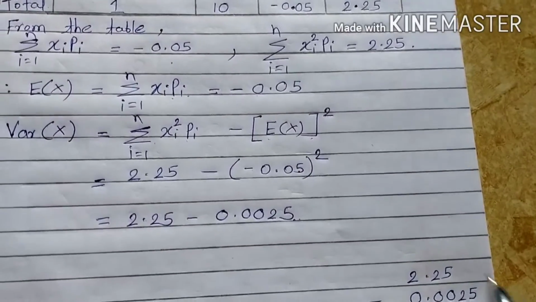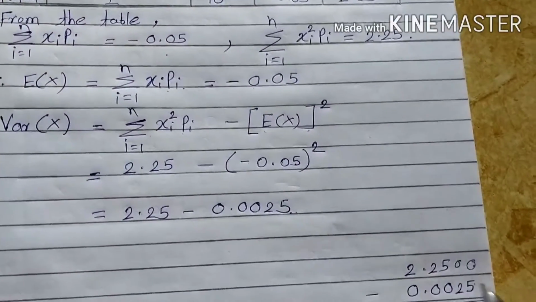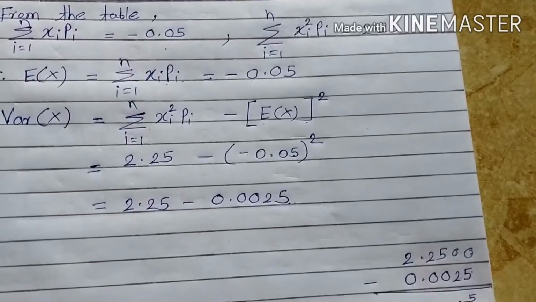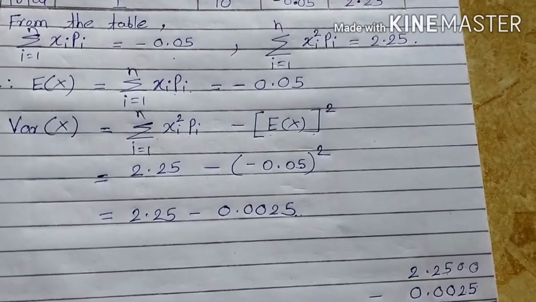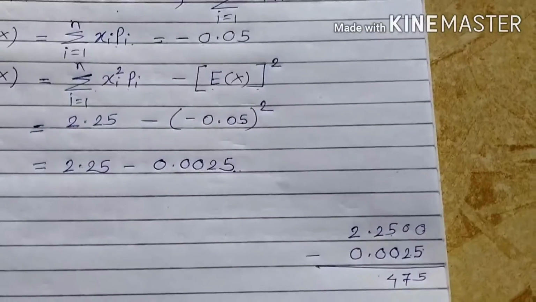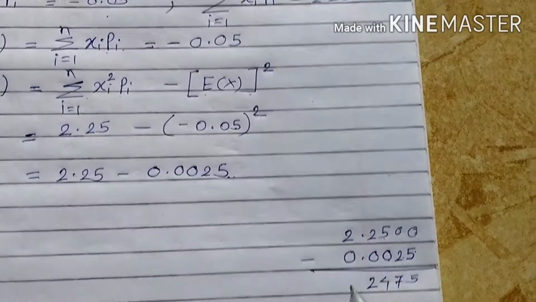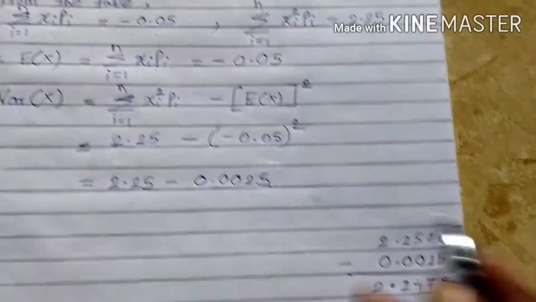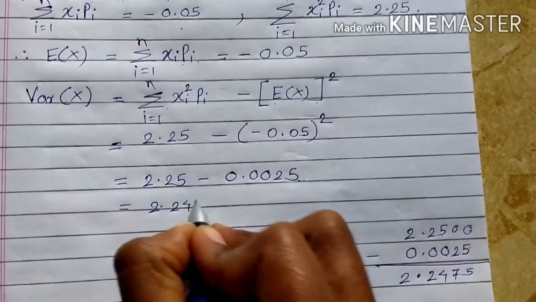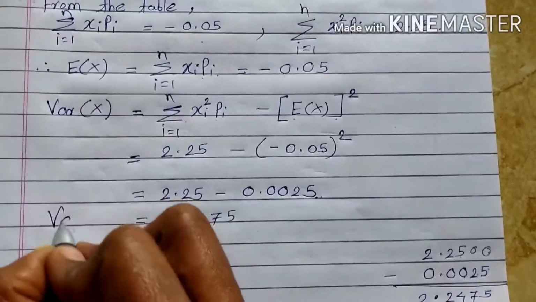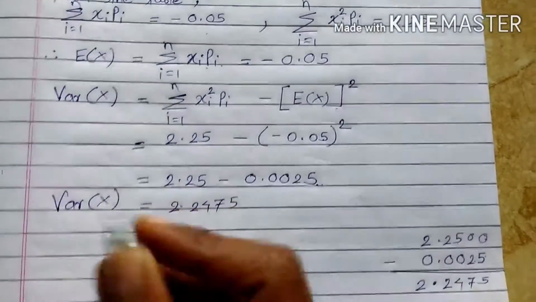So take it subtraction. It is 0, 0, 10, 5, 5, 10, 3, 7, 5, 1, 4, 2, 1, 2, 0, 2, 2, 0, 2, and this point. So our variance is 2.2475, right? Variance of x.